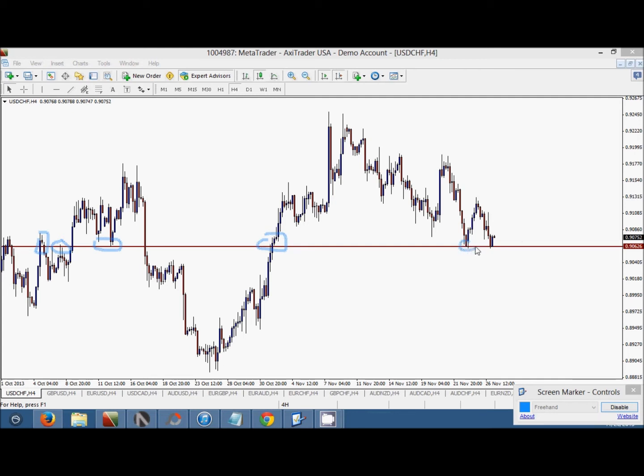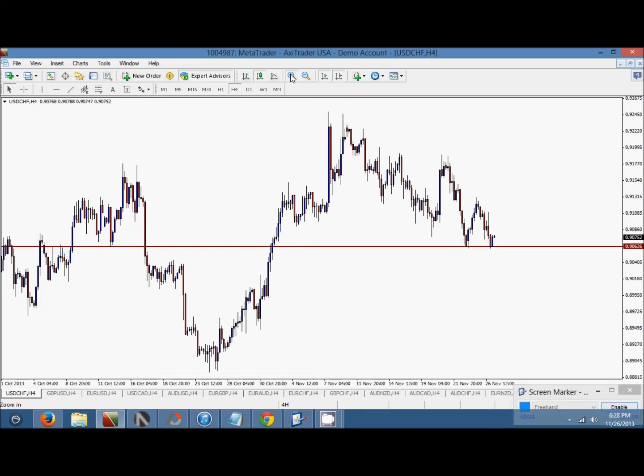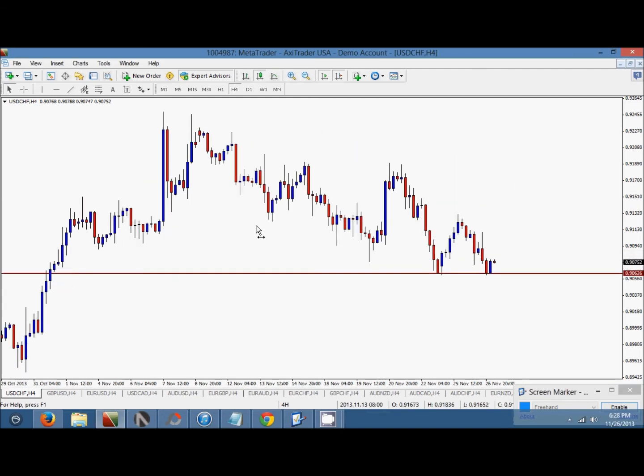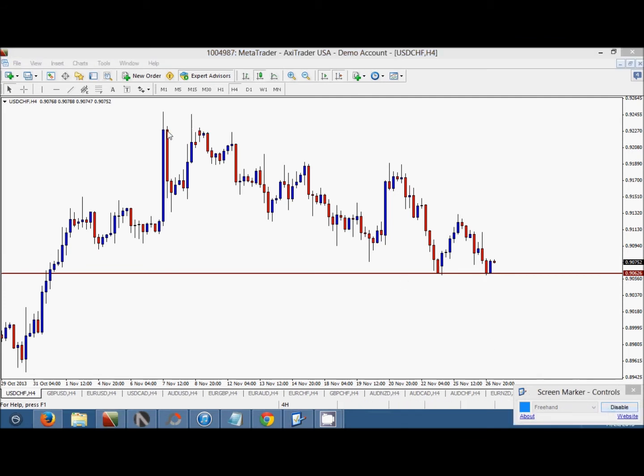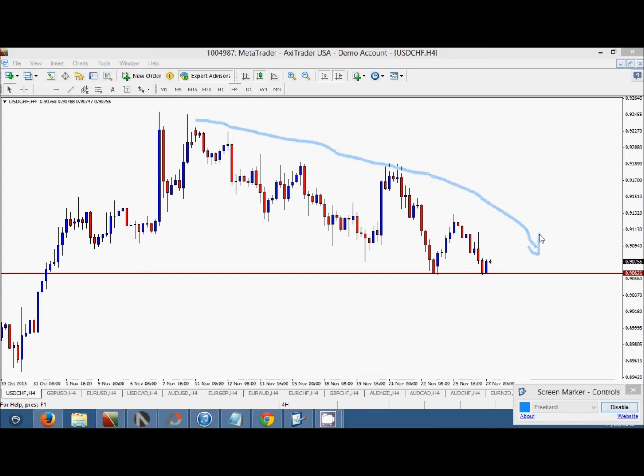Prices respect the area right here, and prices respect the area right here. So let's take a better look at what is happening as of late. As you can see in the recent chart right here, it's in a pretty slight downtrend, but it's definitely in a downtrend. So we're going to be looking to short this pair.